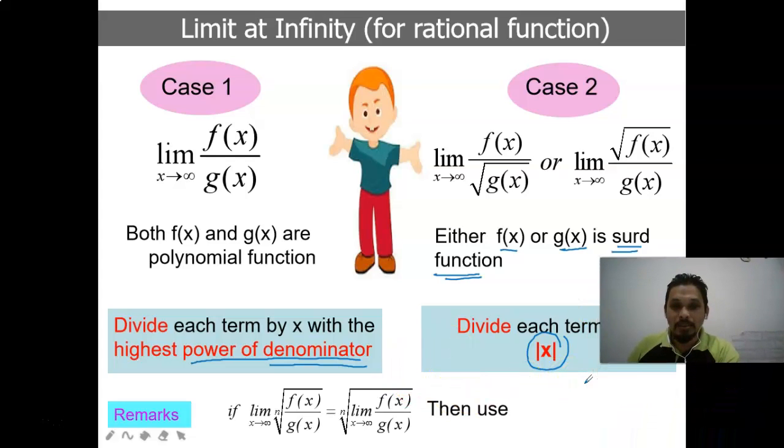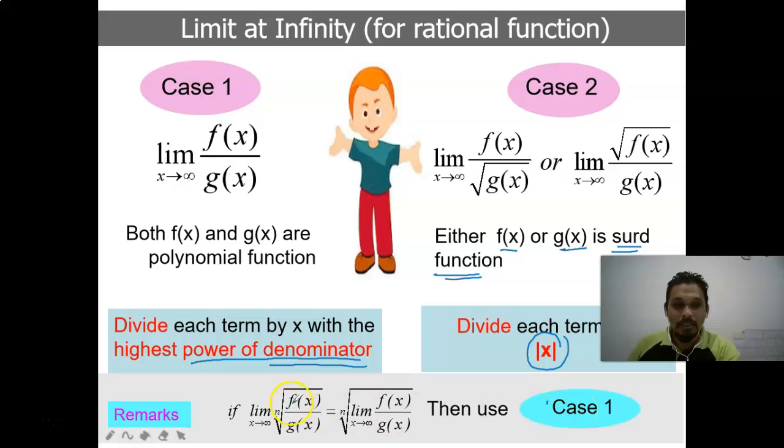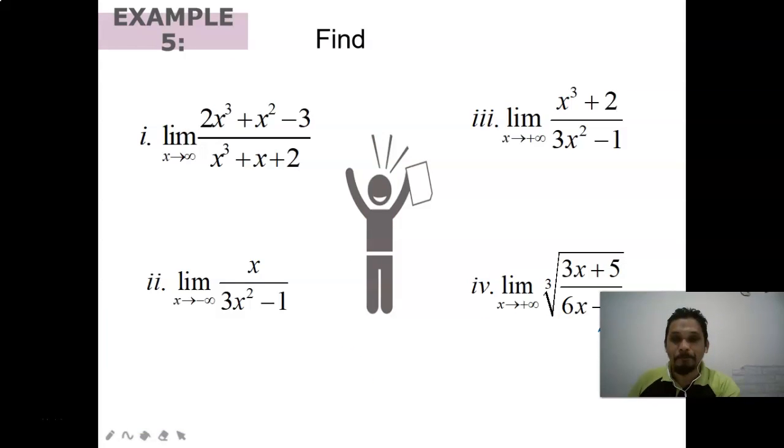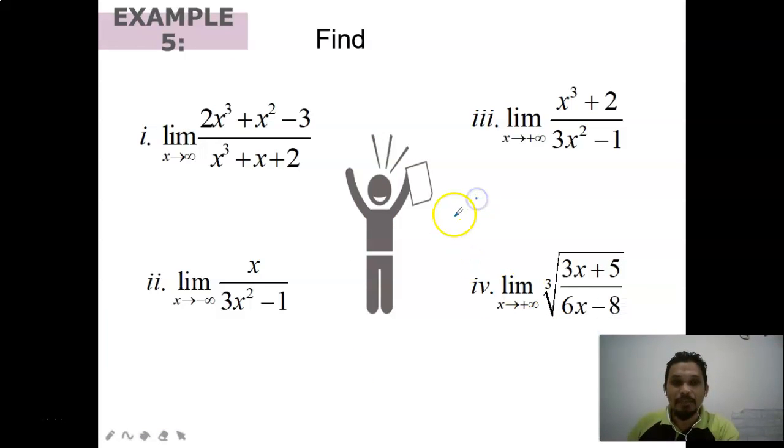So then for this one here, if both f(x) and g(x) are inside the square root sign here, then use case number 1, with the highest degree power of x from the denominator. Okay, so now find out this. Okay, so as you can see all the questions here now.